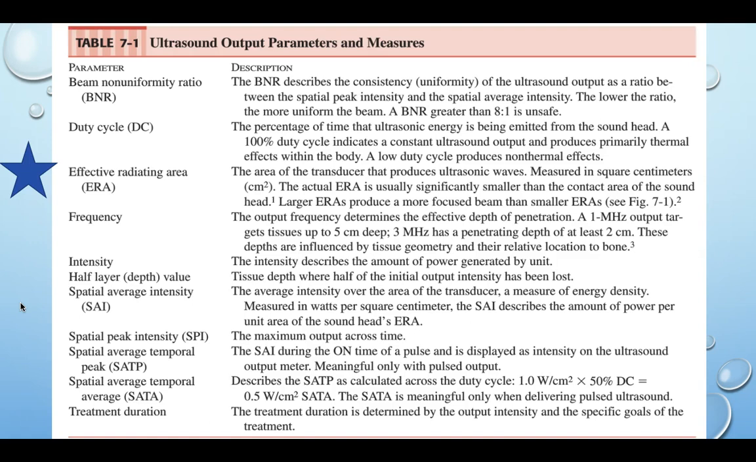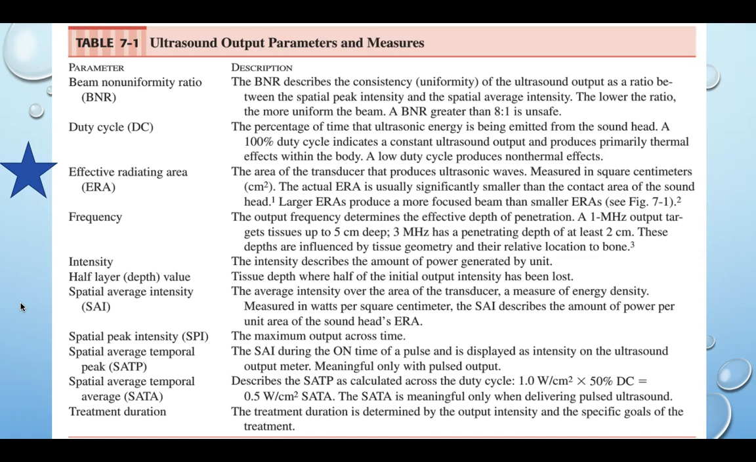So the ERA is the area of the transducer, so the sound head, that is producing the ultrasonic waves. And we measure it in centimeters squared, which makes sense, it's an area, right? So the actual ERA is usually significantly smaller than the contact area of the sound head. And this has to do with the fact that the crystal inside is not the same size as the sound head, and that the crystal is not uniform. And so we don't get a complete surface area that we're able to target.